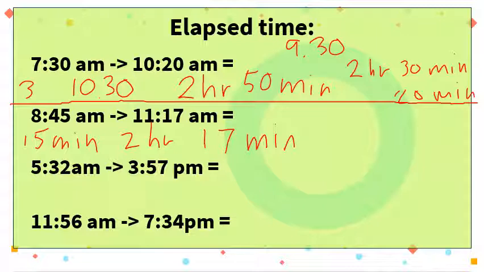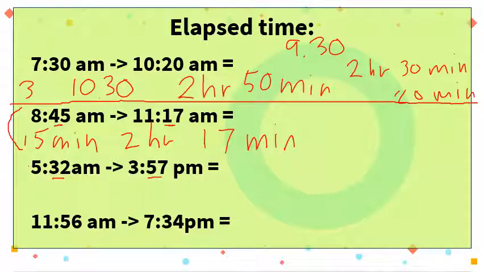Here we've got 5:32 a.m. to 3:57 p.m. Now this one, because the minutes on this time are larger than on this time, I can add the hours first and then add the minutes to get up to 57. Whereas in this case here, you'll see the minutes from the start time are larger than the minutes at the arrival time. So I find these ones a little bit trickier than this one.